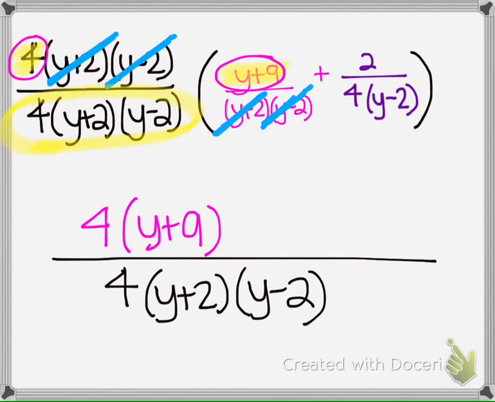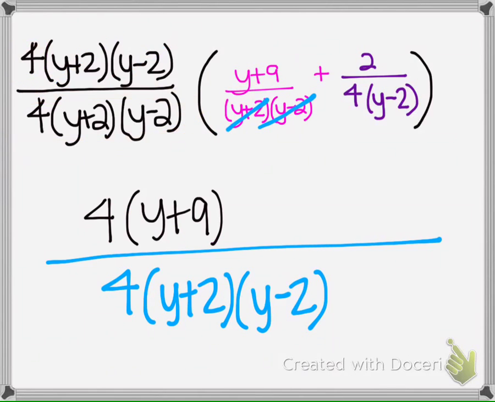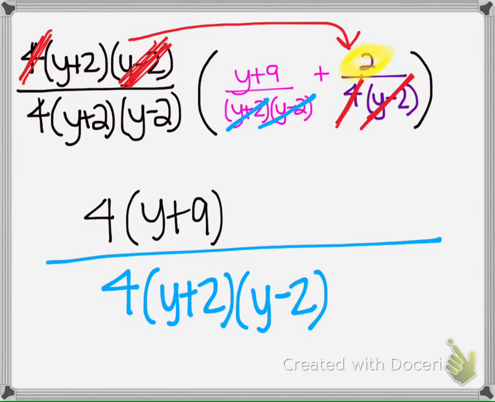Now let's take a look at the second fraction. When we distribute here, this 4 is going to cancel out with this 4. This y minus 2 is going to cancel out with this y minus 2. And then what we're left with is this 2. So it's a plus 2. And then we have the y plus 2.